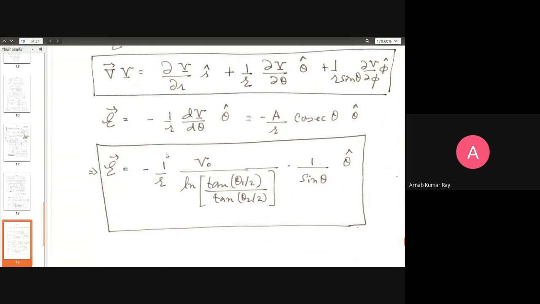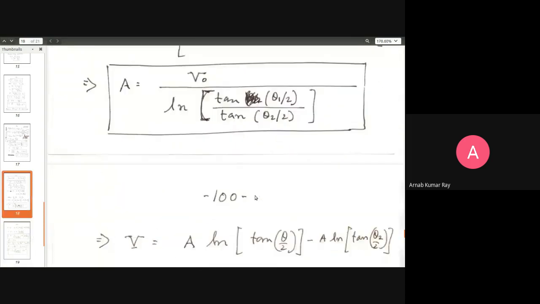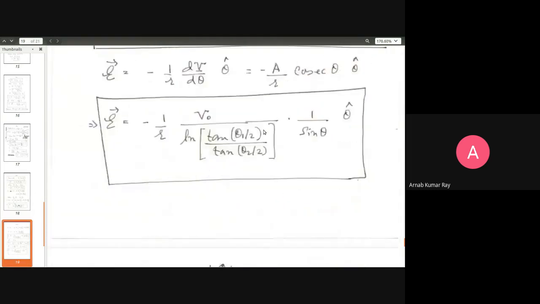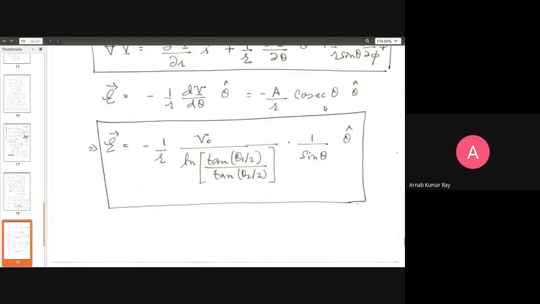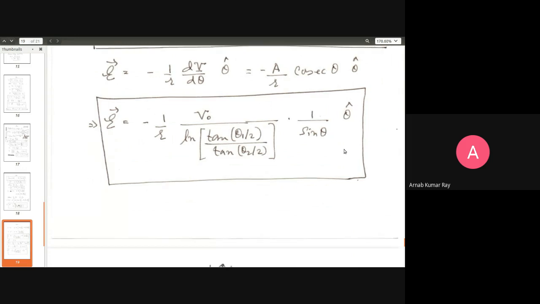And so E is equal to minus 1 upon R. And then capital A, we are substituting. Capital A is substituted by this, V naught divided by log tan theta 1 by 2 divided by tan theta 2 by 2, into cosec theta, which we are writing as 1 by sine theta, theta cap. Anyway, this is the end of the theta variation discussion. I have been able to finish it by taking an extra minute.